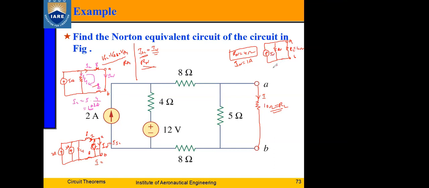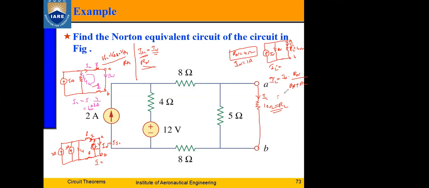So what's the equation I can write for current IL now? IL is the current flowing through RL, right? I assume this as IL. We are interested in finding IL, right? So what's the equation for IL here now? Apply the same current division rule. Total current, that is IN, into opposite branch resistance divided by total resistance, RN plus RL. Right? So what's the value I get here?